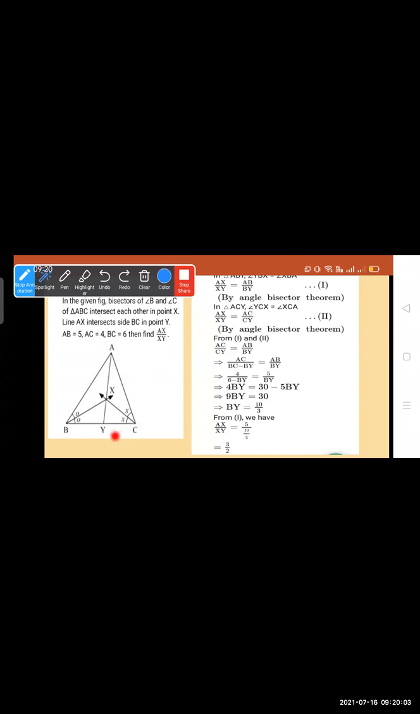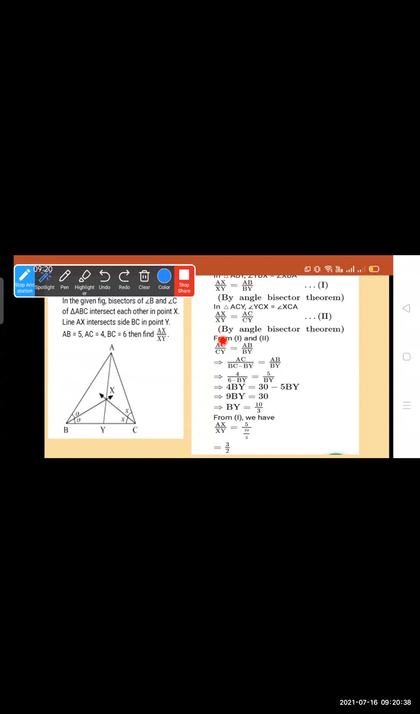From equation 1 and 2, here AX by XY is common. Then we write AC by CY is equal to AB by BY. Simple, it's very simple. What we do here, first we consider this triangle ABY. BX is the angle bisector, then apply angle bisector theorem: AX by XY is equal to AB by BY. In the second triangle, equating, so you will get AC by CY is equal to AB by BY.